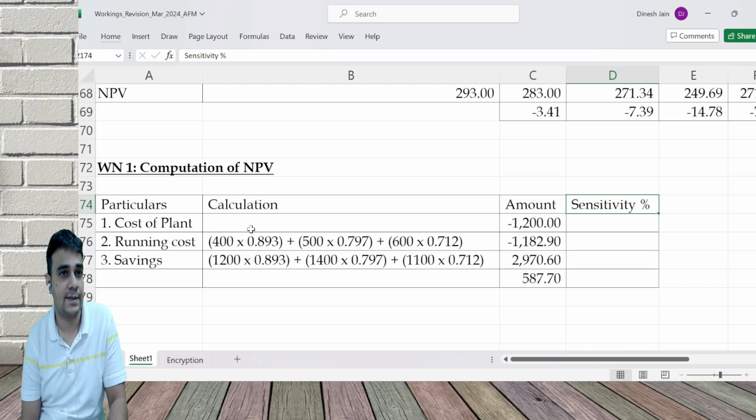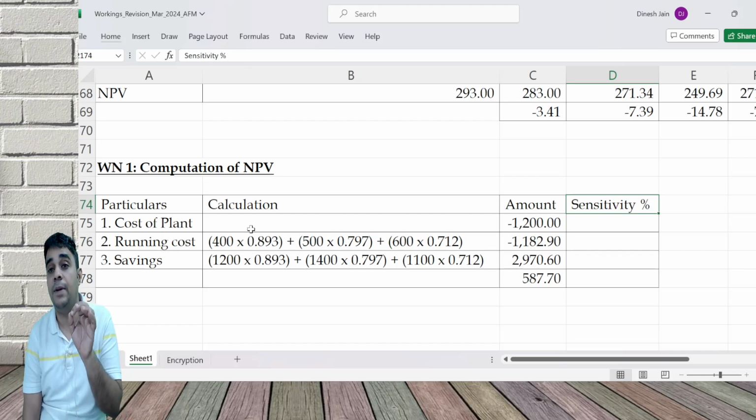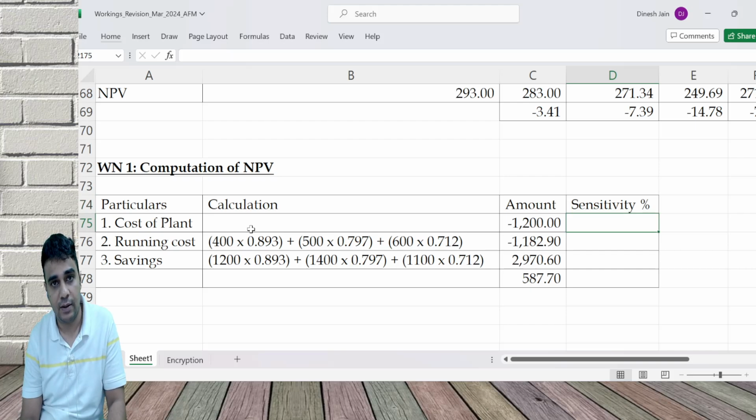$587.70 lakhs. Now, why have I done the separate analysis? Very simple. My NPV will become zero if the cost of plant increases by 587.7, or if running cost increases by 587.7, or if savings decrease by 587.7.